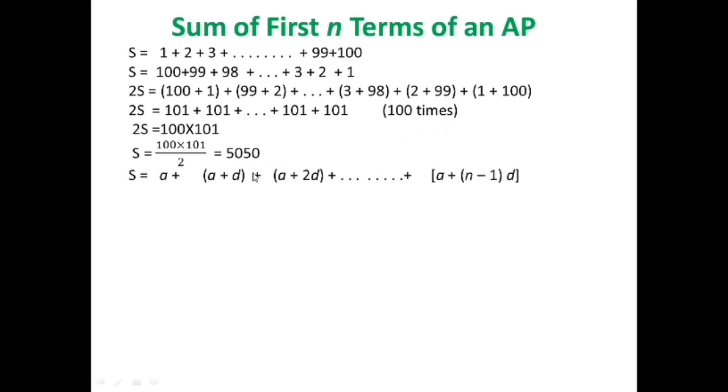Here S value, what is S here? Sum of n terms of AP. S means sum of n terms of AP. Means here what we are going to do, look here. If you observe, S value will be a plus (a plus d) plus (a plus 2d), and so on, up to a plus (n minus 1) into d.